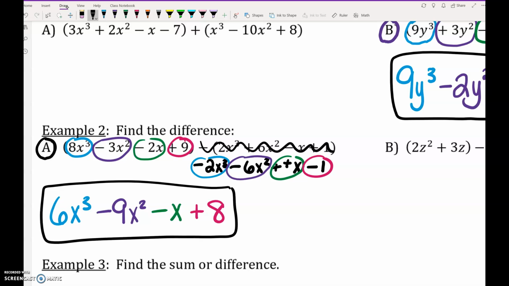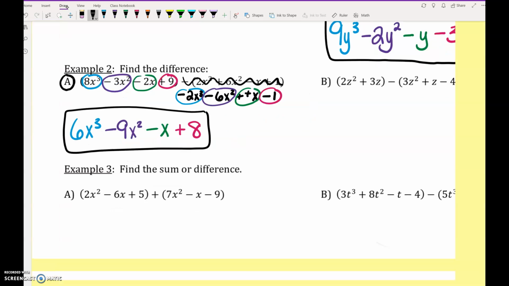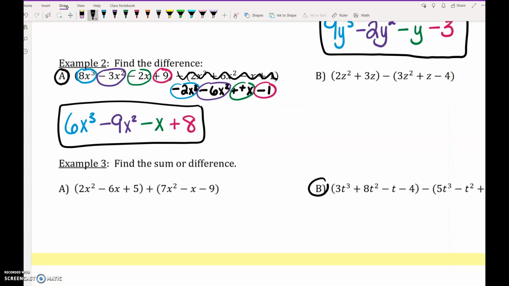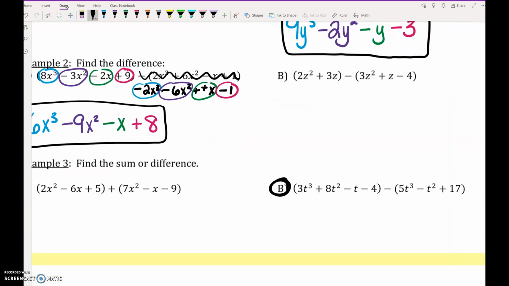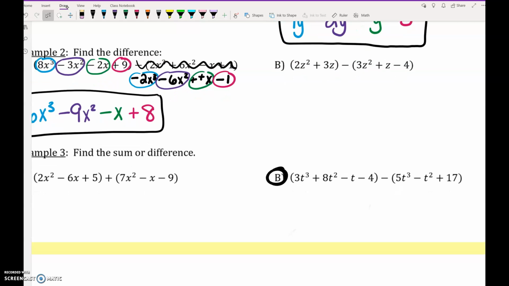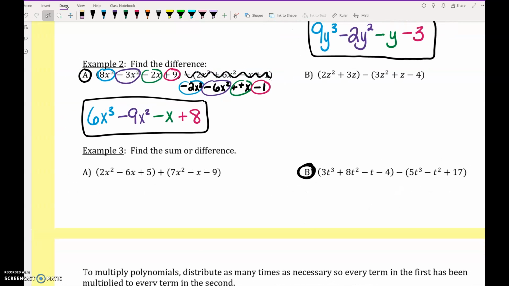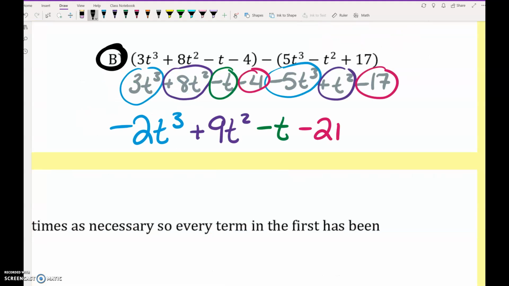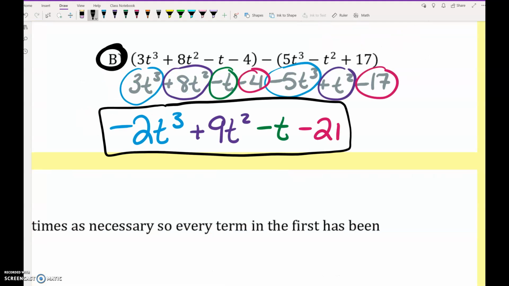So when it's subtraction, distribute the negative to the second polynomial and then combine like terms. Just to make sure you feel good about subtraction, I would like you to try example 3b on your own. If you're watching the video, pause the video, give it a try, and then play the video to check your answer. Okay, let's go to the next page and look at multiplying.